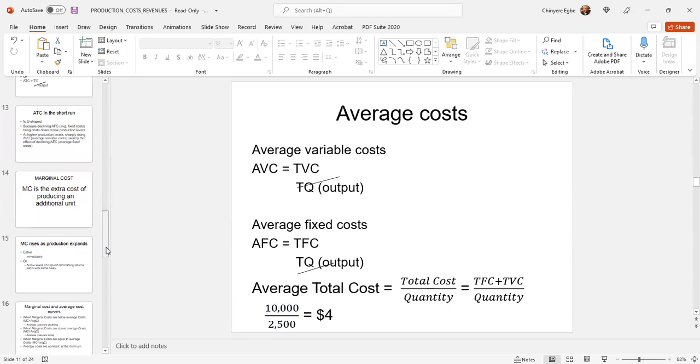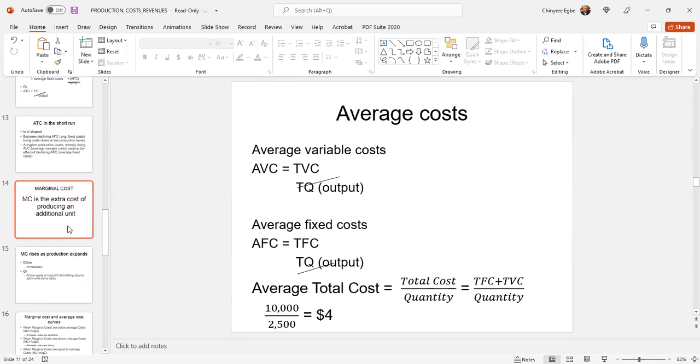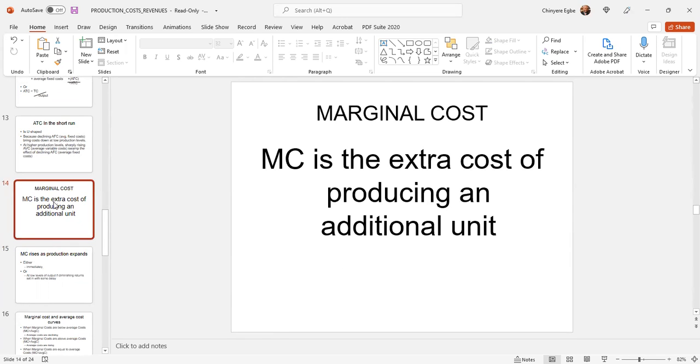And that is what businesses do. And then the other important cost that we think about in business is what we call marginal cost. Marginal cost is the extra cost of producing an additional unit. And marginal cost might change depending on your quantity of production.